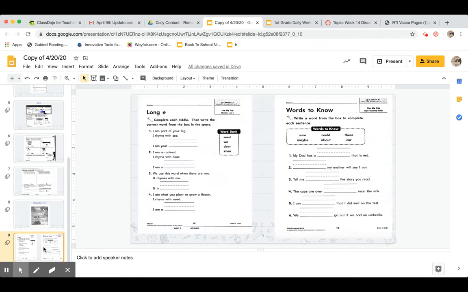When you're finished with the story, you're going to complete the long E worksheet. You're going to finish the sentences using long E words. This is a vowel team that we talked about on our poster.